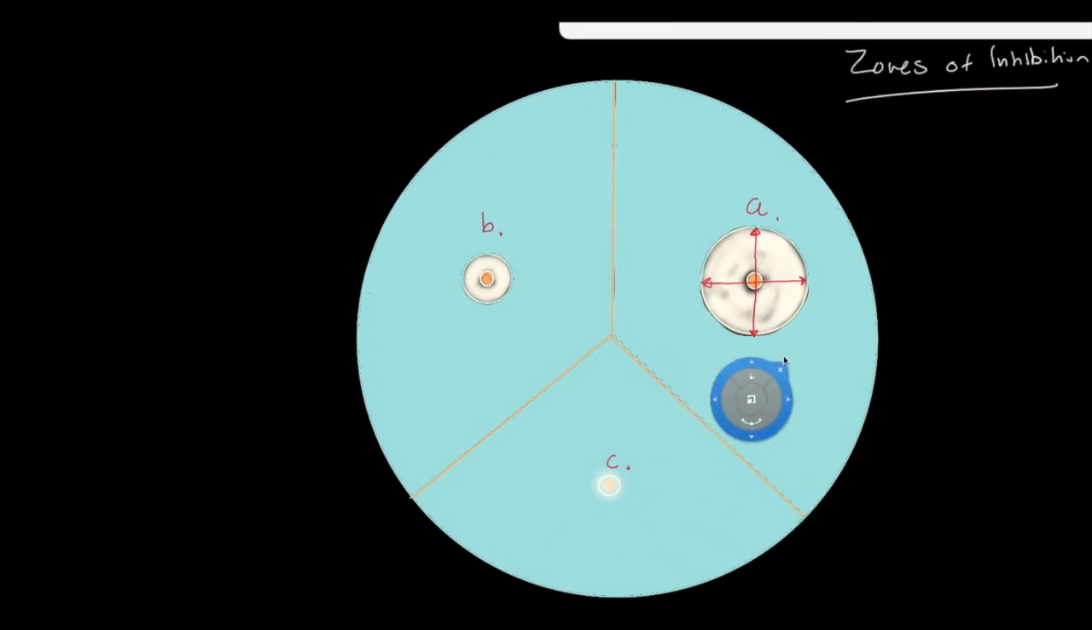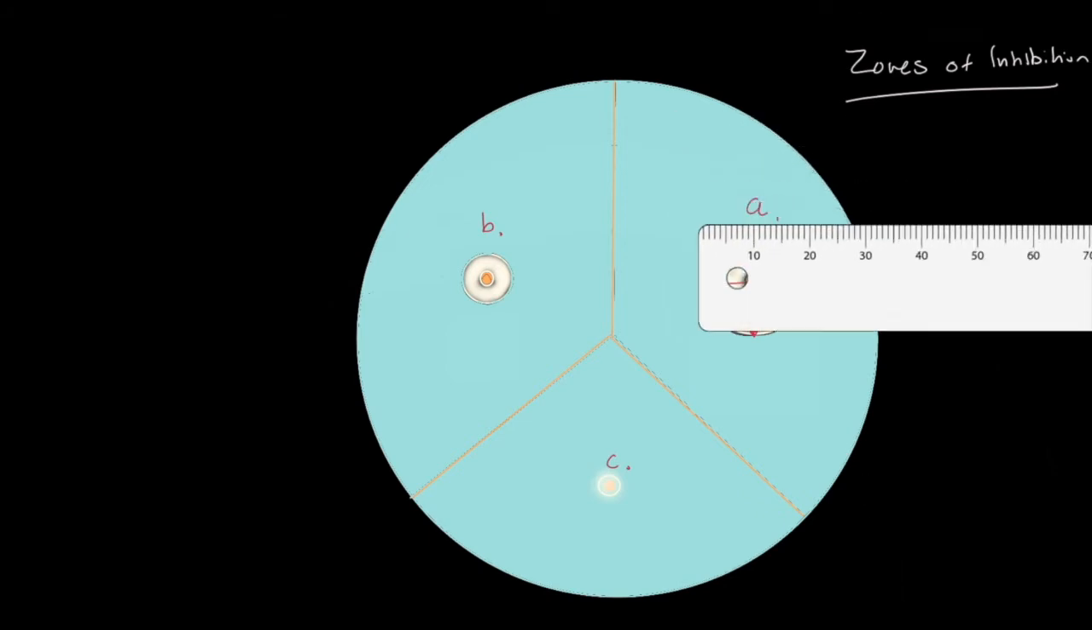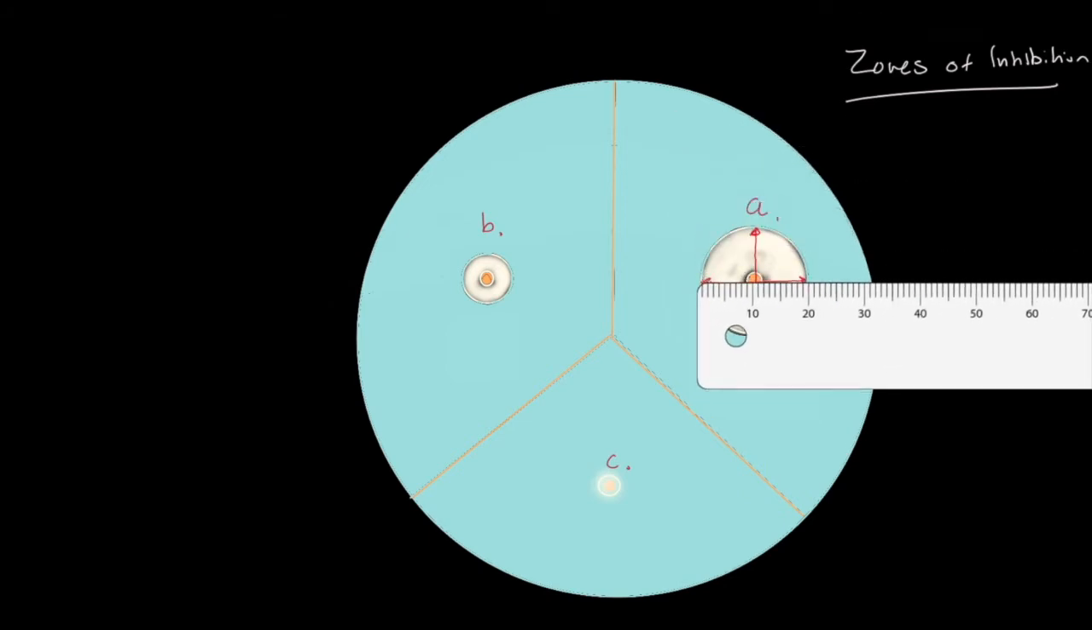So I'll just do it in a very simplistic way. Let me take our ruler, and let me measure the length of this. Okay, so what have we got there? Effectively, we have a diameter of 20 millimeters. So we have 20 millimeters across.